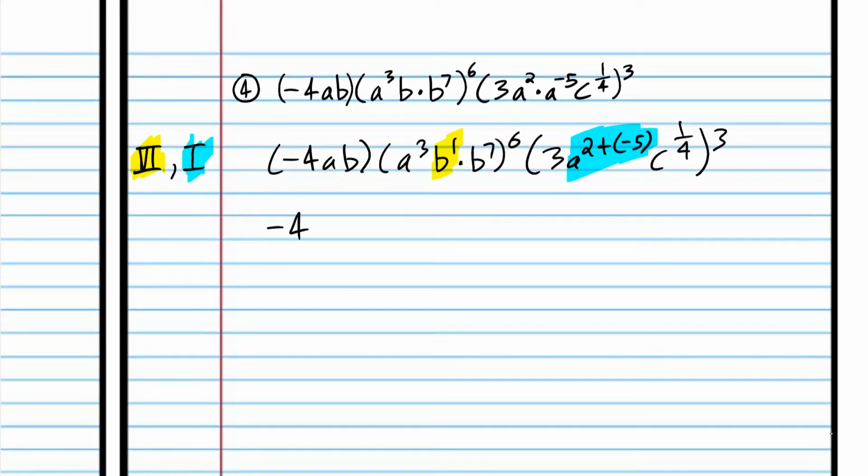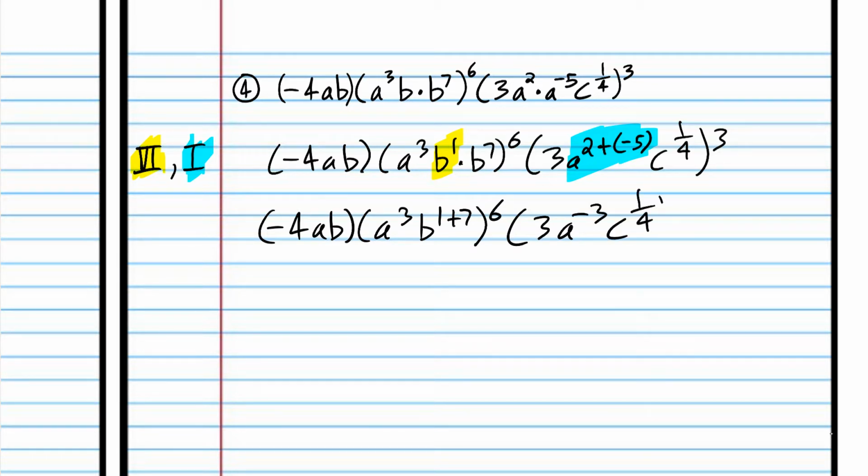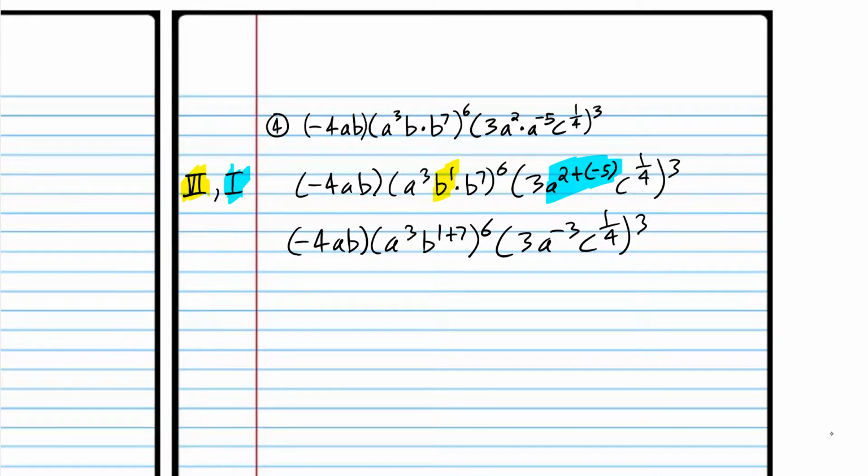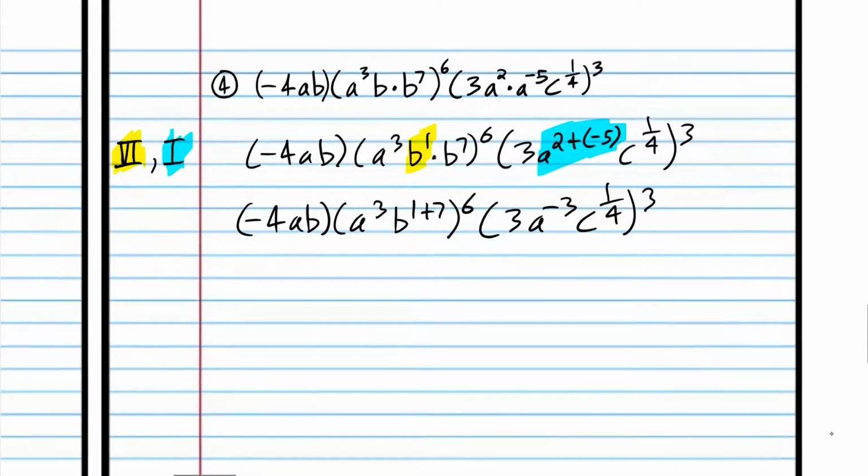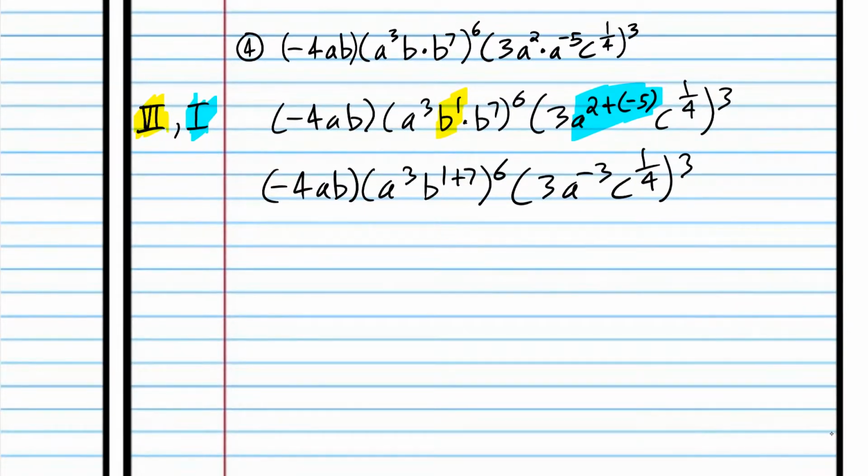Okay, so now simplifying more, we have negative 4ab, a to the 3rd, b to the 1 plus 7, and 3 times a to the negative 3 power, c to the 1/4, raised to the 3rd power. So it's good to go back and check, make sure that we did everything correctly. Again, if you make a mistake, it's going to be a long road to fix the problem. Okay, and we used rule number 1 in green. We used rule number 1 here.